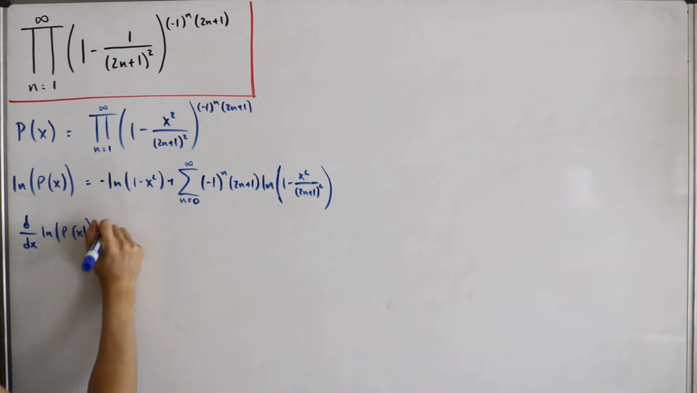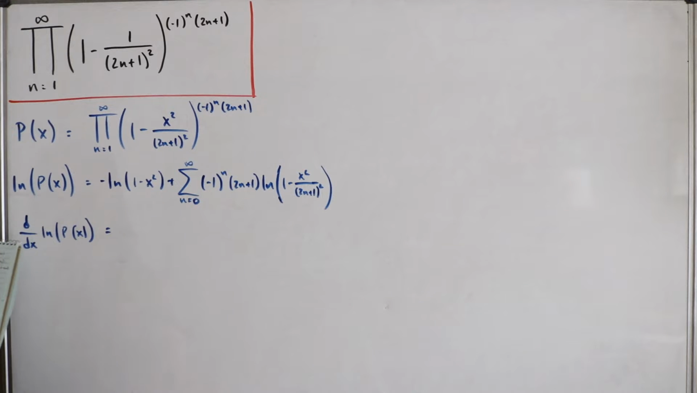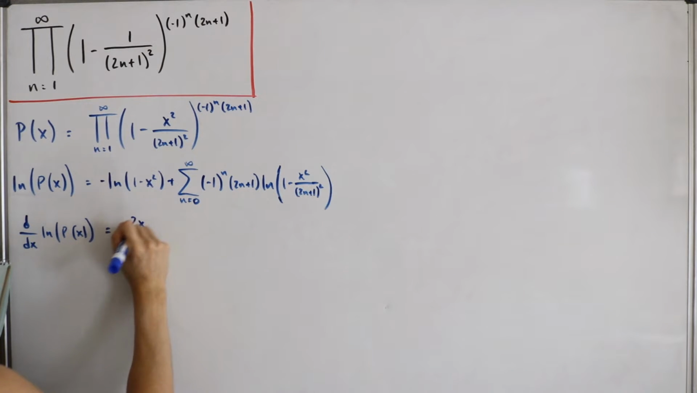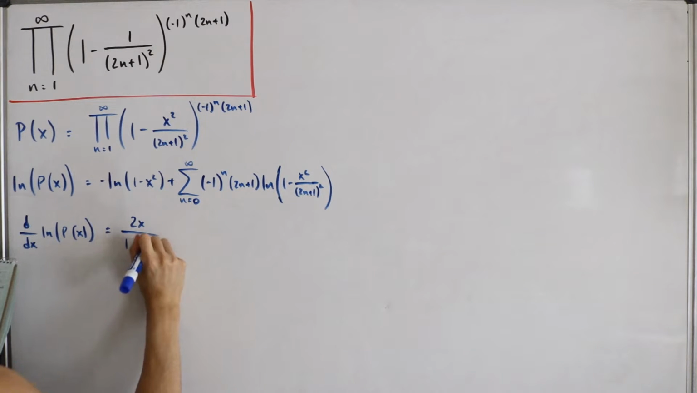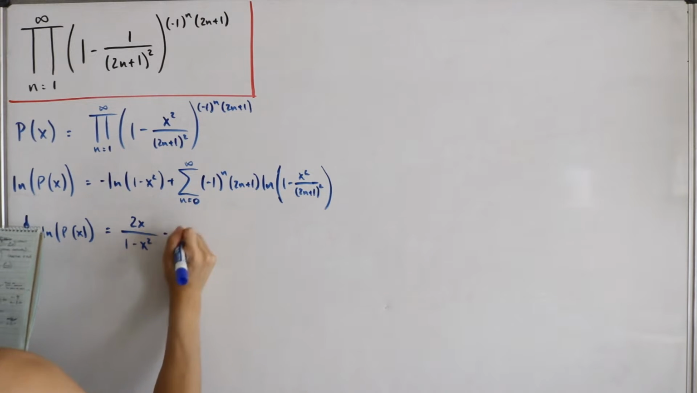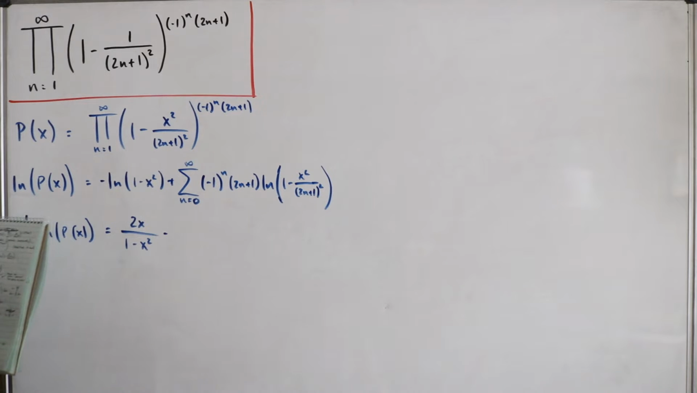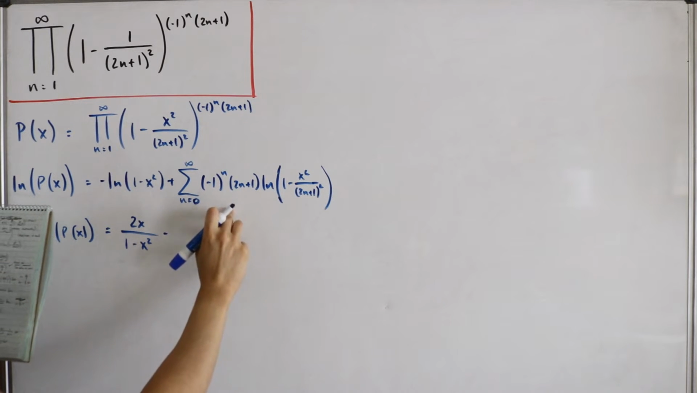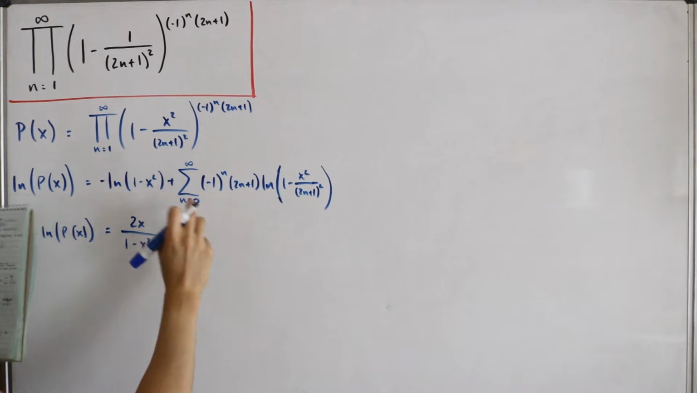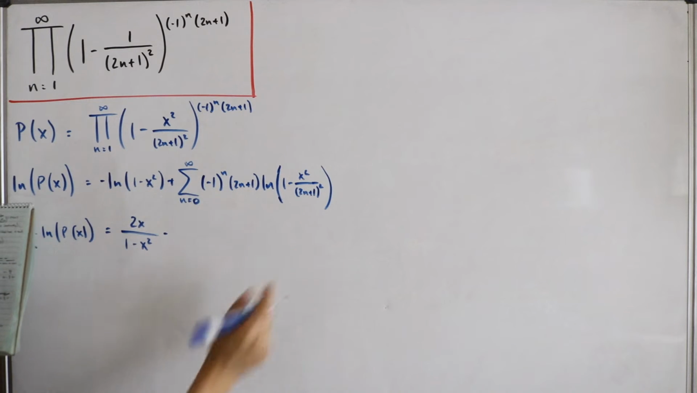Okay, so now let's perform our differentiation. This is straightforward to do. We know that this is going to be 2x divided by 1 minus x squared. And the next thing is differentiating this. This is the only x term inside, so we just have to be careful how we tackle such things because we are in the world of n within our summation.